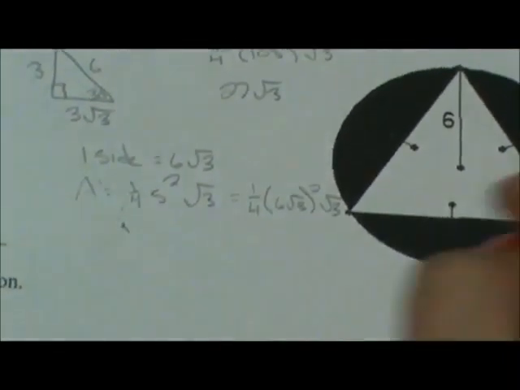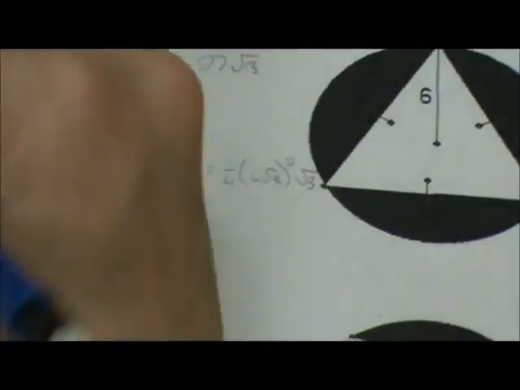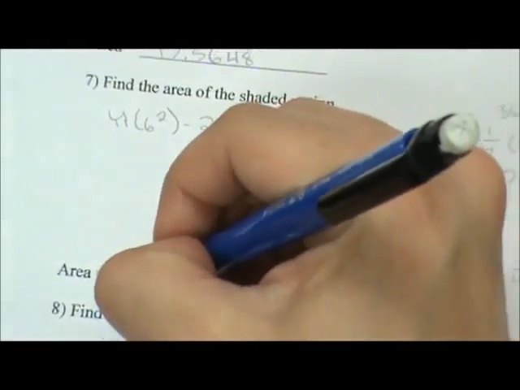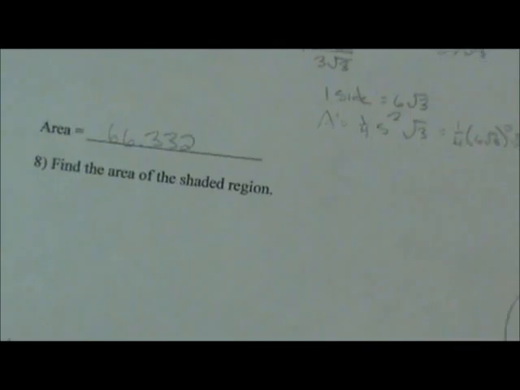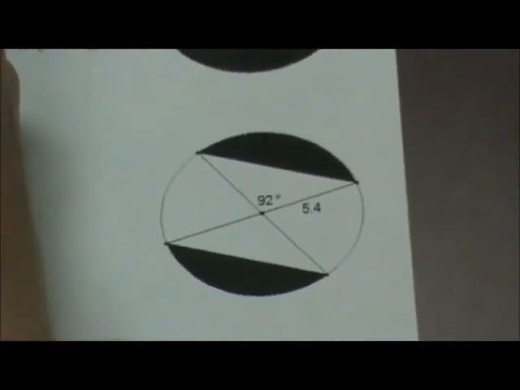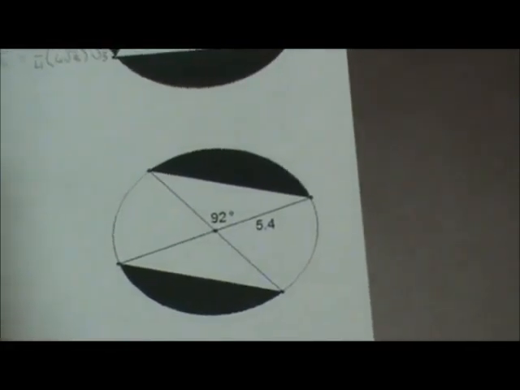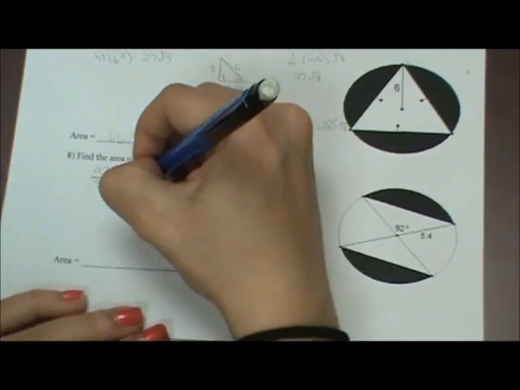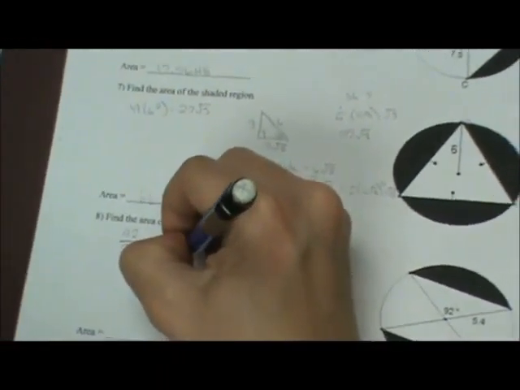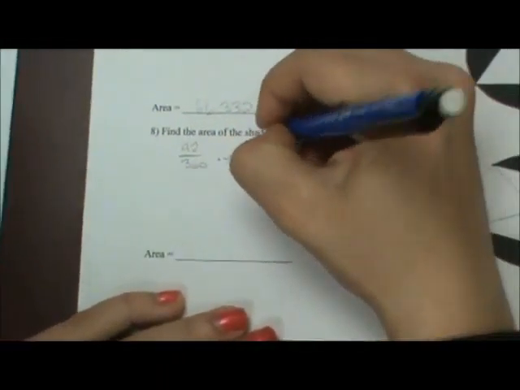All right, and then we have to find the area of the shaded region in number 8, and that's going to be like number 6, except it's just going to be doubled because there are going to be two sides to it. They give us the sector angle to be 92, so we're going to put 92 over 360 times pi times the radius, which is 5.4 squared. And then we're going to subtract the triangles.